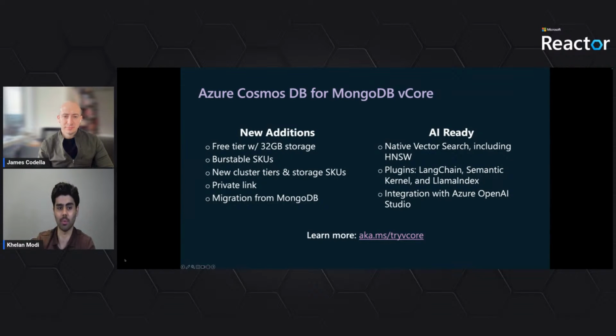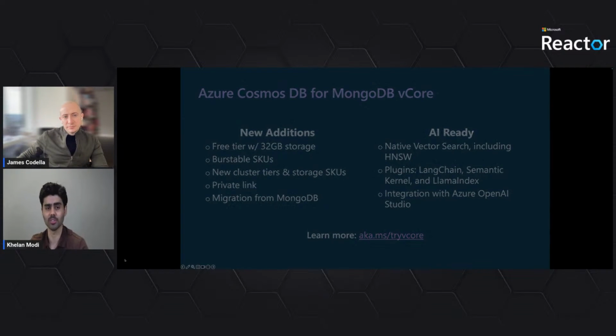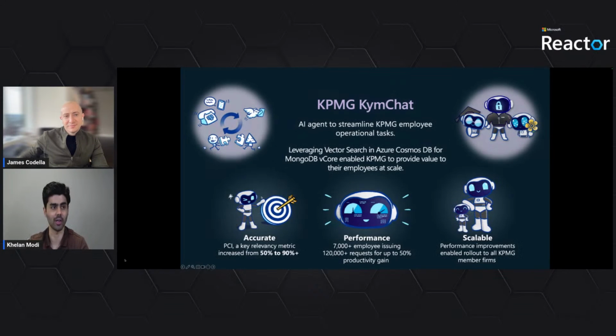Therefore, you can do your RAG patterns efficiently. And I'll be demoing one of our RAG pattern applications where I build a chatbot without writing a single line of code. Also, we provide plugins for Langchain, Semantic Kernel, and LlamaIndex. Additionally, we have easy integrations with Azure OpenAI Studio, which I'll be using for my demo. If you want to learn more, please visit aka.ms/try vCore.